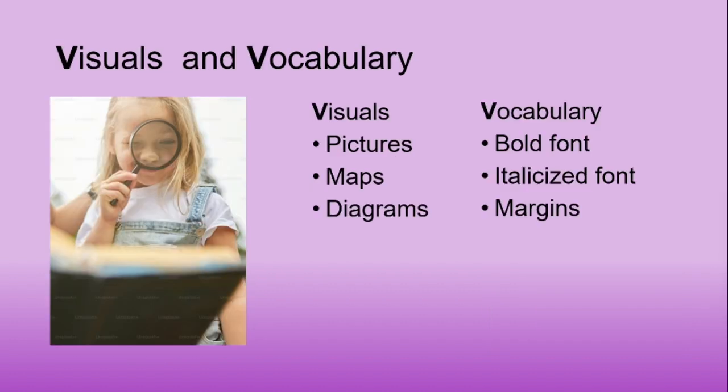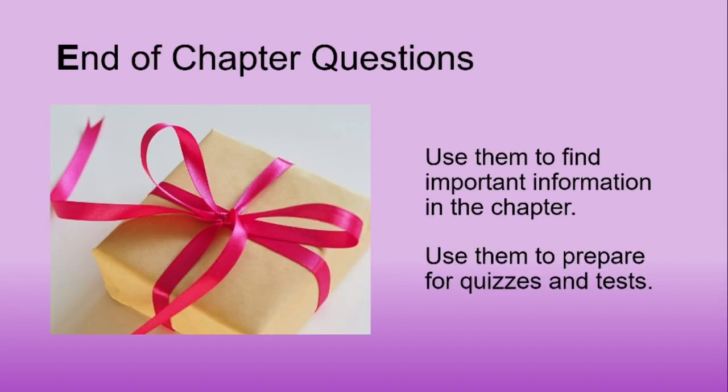Step 5 is the V in Thieves, which stands for both visuals and vocabulary. Many textbooks include visuals, such as pictures, maps, or diagrams. These visuals often include captions. Vocabulary words are often made easy to see by using bold or italicized fonts or by placing them in the margins.